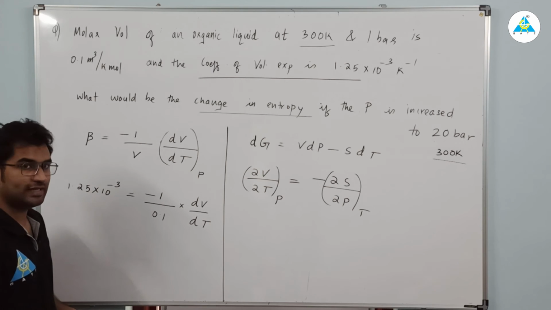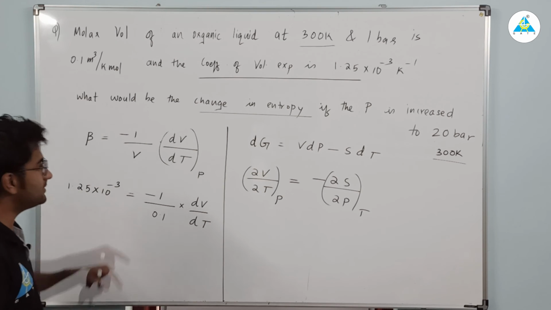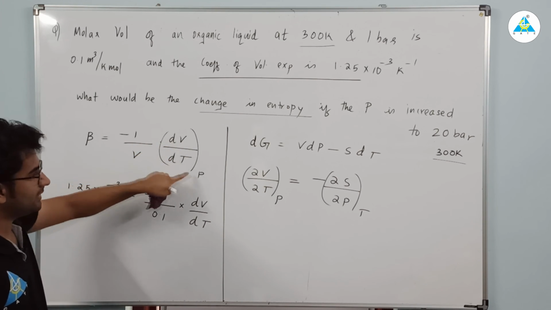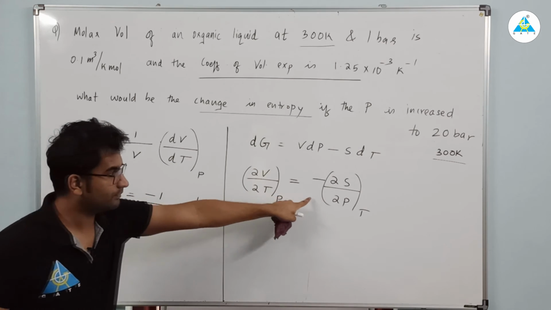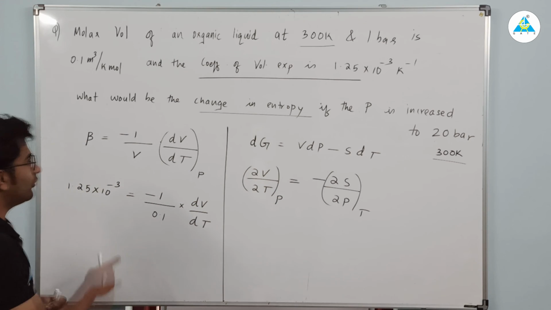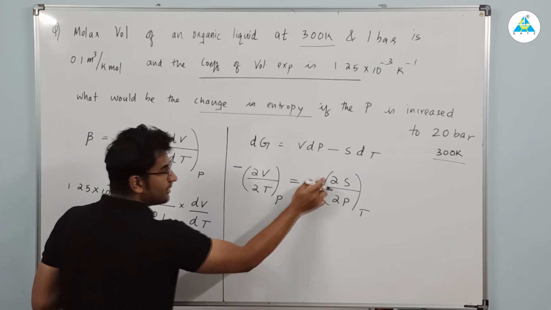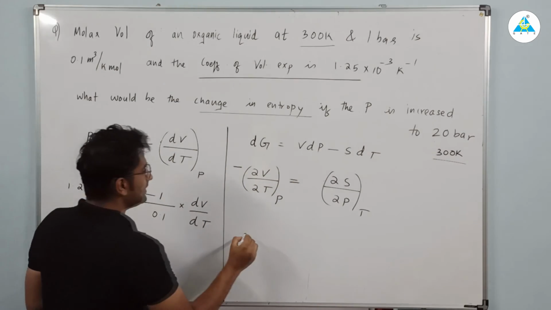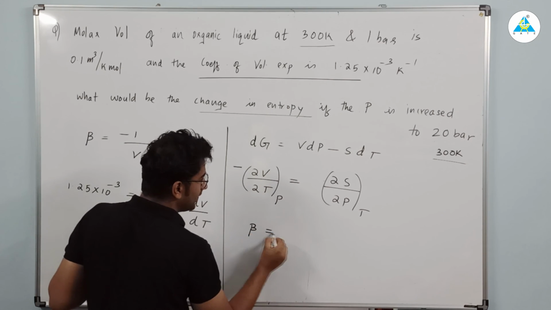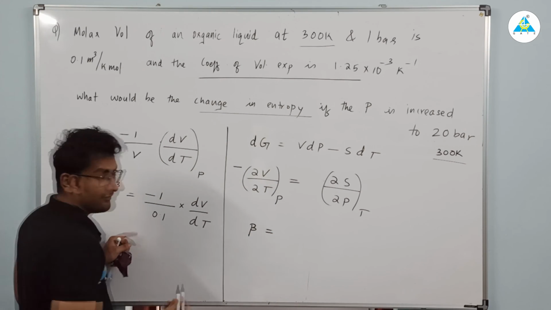So what will be the next step? Easy. Next step is, instead of this dV by dT, you can substitute this, right? Simple. We have what? Minus dV by dT. So if I multiply with minus here, this will become plus. Now what will be beta? So you have the equation for beta now, very simple.